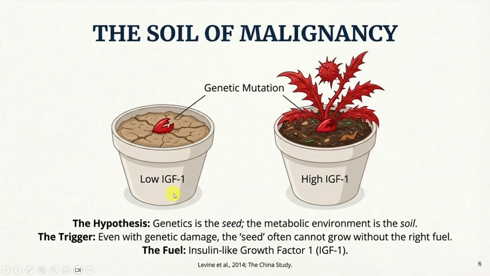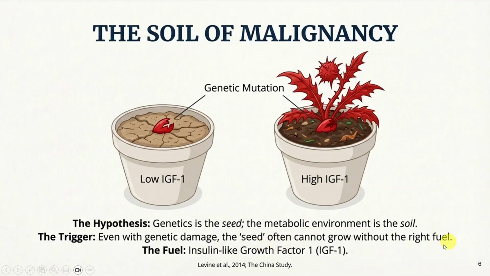This is low IGF-1, or insulin-like growth factor 1. And then on the right here, you have high IGF-1, where it's growing out of control with this genetic mutation. So the hypothesis is this: genetics are the seed, the metabolic environment is the soil. The trigger: even with genetic damage, the seed, aka genetics, often cannot grow without the right fuel.